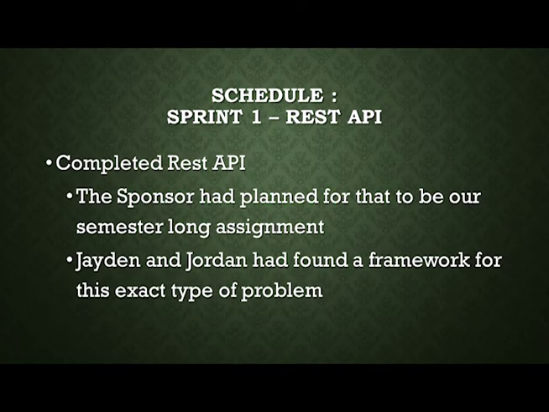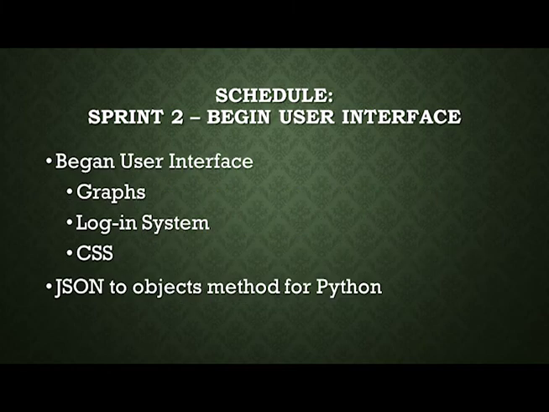In our first sprint, we finished the REST API for this project. This actually took our sponsors somewhat off guard since they had planned that alone would take the entire semester. Jordan and Jaden had found a framework specifically for handling REST APIs in Python, so there was no need to homebrew a new system. In our second sprint, we chose to work on the UI interface stretch goals that we had been given while our sponsors considered what else they wanted us to do.